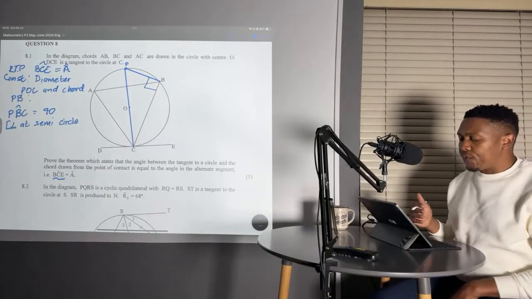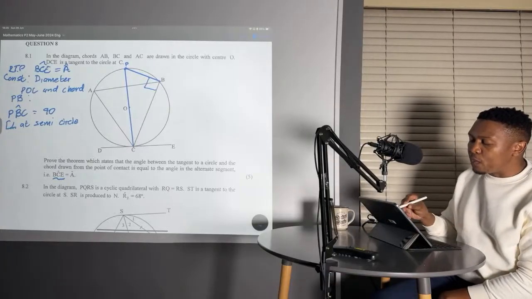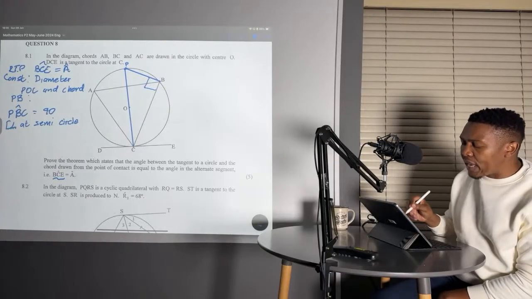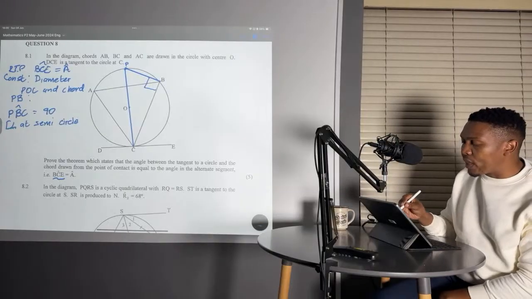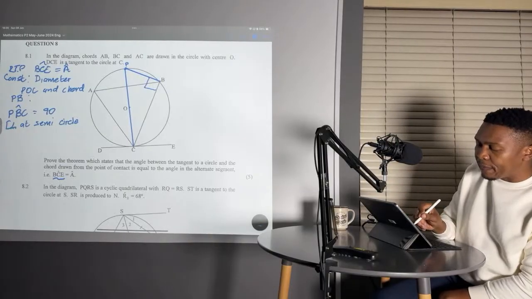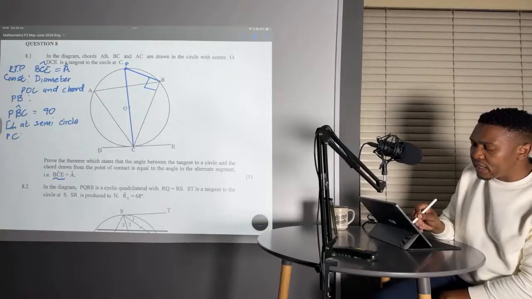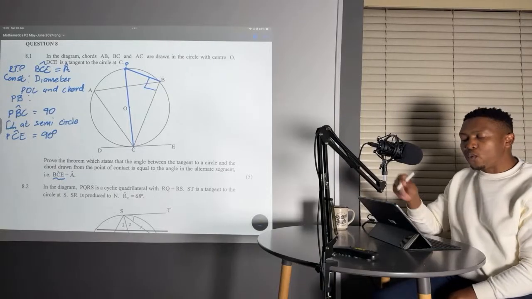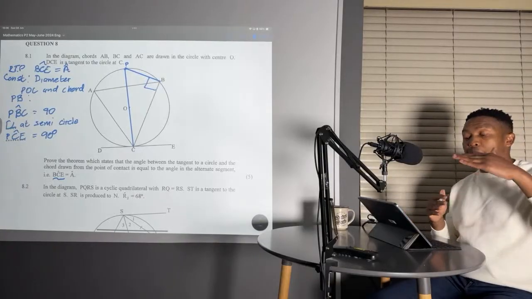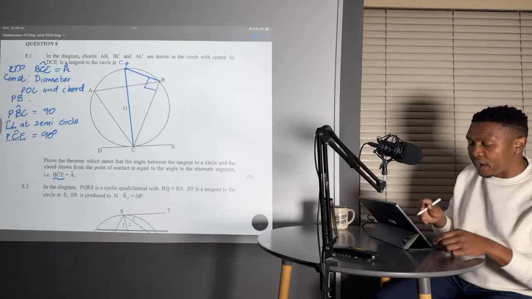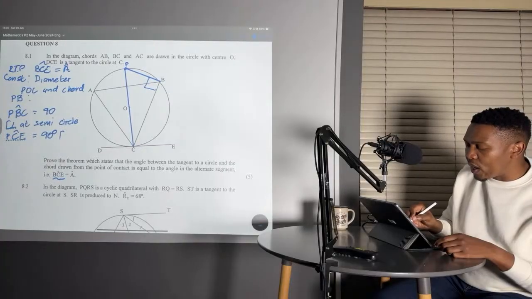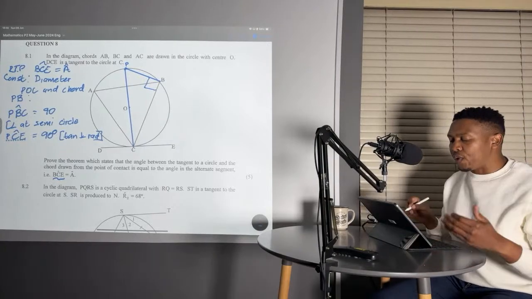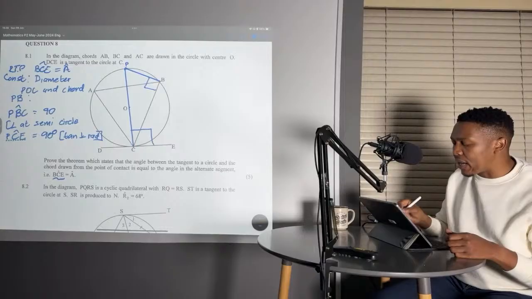Now, I want you to please note, by the way, we also know that angle PCE is also equal to 90 degrees. But why is that? This is the tangent perpendicular to radius theorem, right? So we are going to say, well, we know because the tangent is perpendicular to the radius. Okay, so we've established both of these angles are 90 degrees.